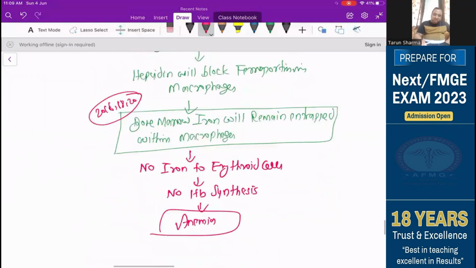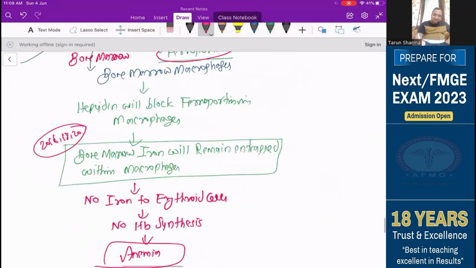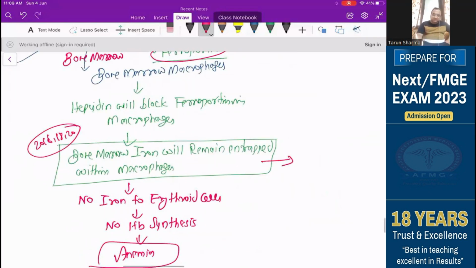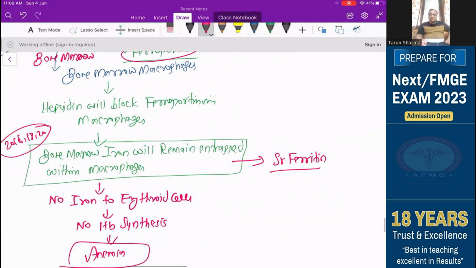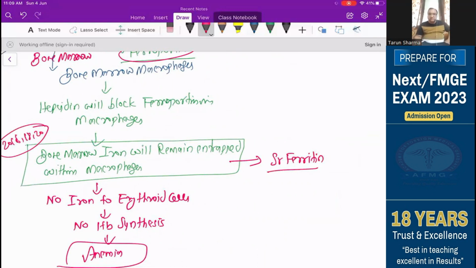Okay. And now tell me, if bone marrow iron remains entrapped within the macrophages, and if you assess the serum ferritin in this patient, then what will happen to serum ferritin levels? Whether it comes low or high. What does serum ferritin tell us? The serum ferritin tells us the status of bone marrow iron stores. If bone marrow is having iron within it, that means serum ferritin will remain high or normal. Once the bone marrow iron stores are depleted, what will happen? Serum ferritin is going to fall.